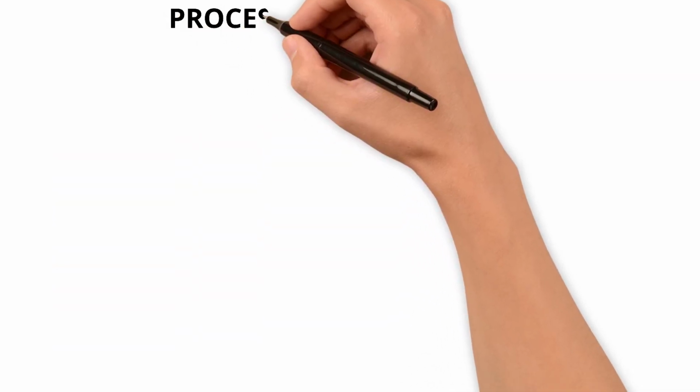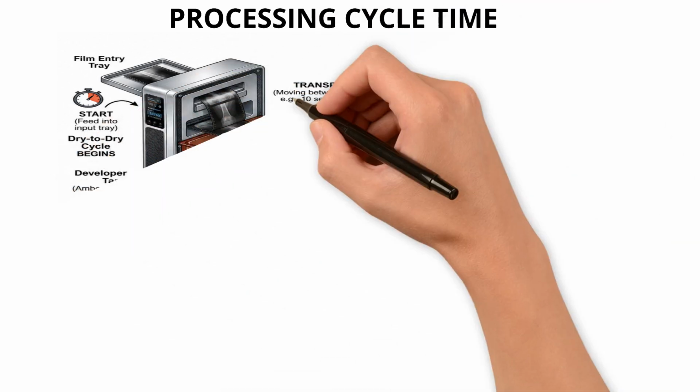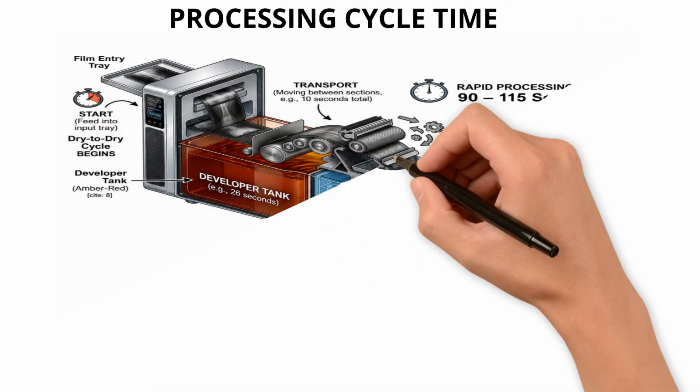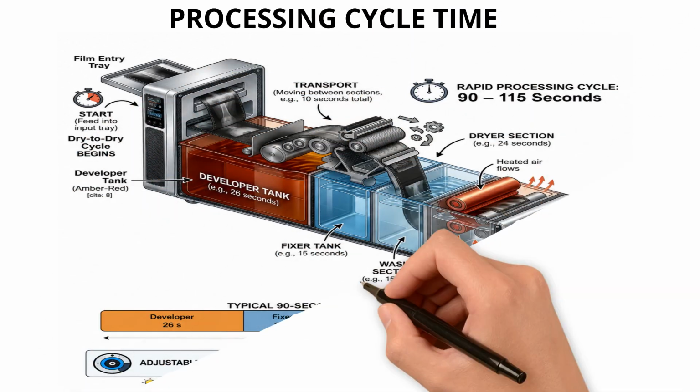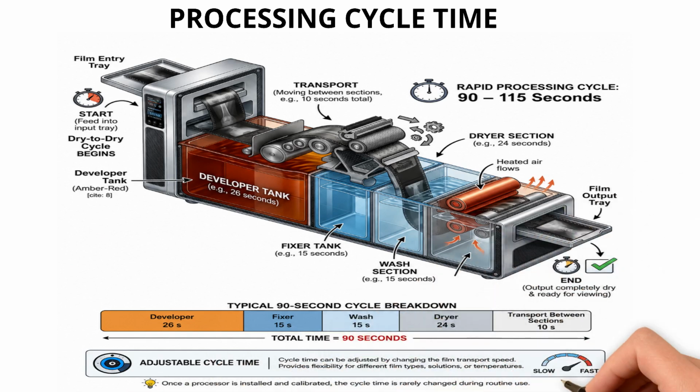Before we wrap up, let's take a quick look at two important concepts: processing cycle time and processor capacity. The processing cycle time, also known as the dry-to-dry cycle, is the total time it takes for an X-ray film to travel through the processor, from the moment it's fed into the input tray until it comes out completely dry and ready for viewing. In most medical imaging departments, this process takes between 90 and 115 seconds, making it a rapid processing cycle.